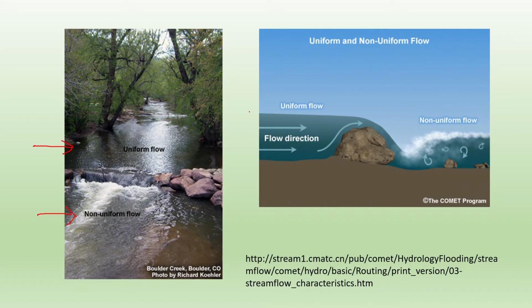This is the upstream and this is the downstream. Uniform flow and non-uniform flow can happen anywhere. For example, in this figure, uniform flow is on the upper stream of the river, where the flow is uniform here, and then after the hydraulic jump, this is where non-uniform flow might occur.